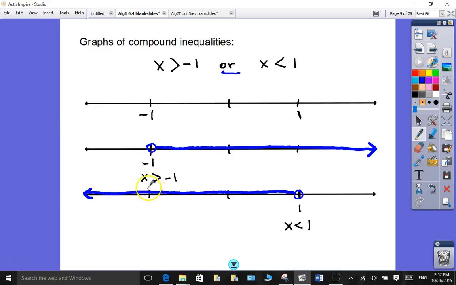At -1, the bottom number line is shaded. In between -1 and 1, they're both shaded. At 1, the middle number line is shaded. And to the right of 1, the middle number line is shaded. So basically, everywhere on the number line, one or the other is included. So that means it has to be included here. It's the whole number line. The solution to the compound inequality is all real numbers.